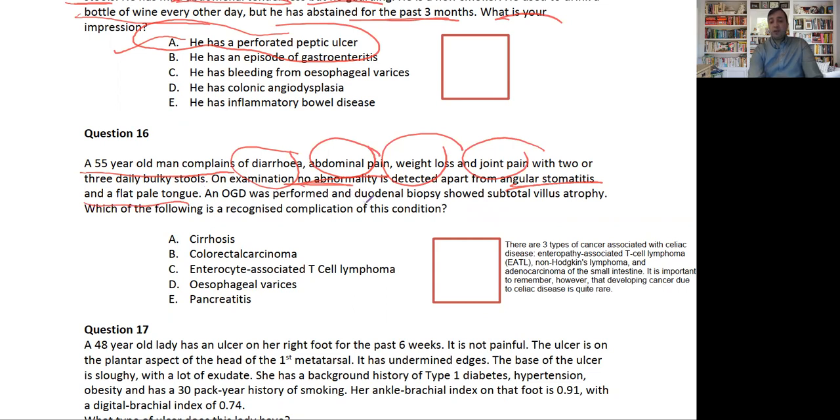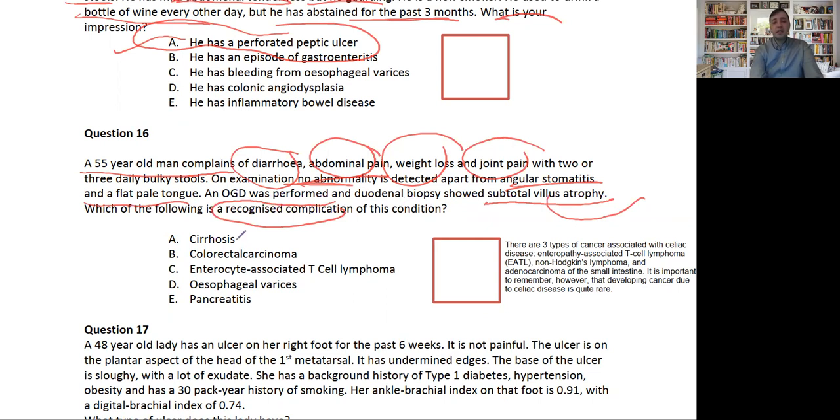An OGD was performed and the duodenal biopsy shows subtotal villus atrophy. Subtotal villus atrophy is very characteristic. At the top of the differential, it's going to be celiac disease, so you have to think about celiac. Which of the following is a recognized complication for this condition? Which condition? It's celiac disease, most likely.